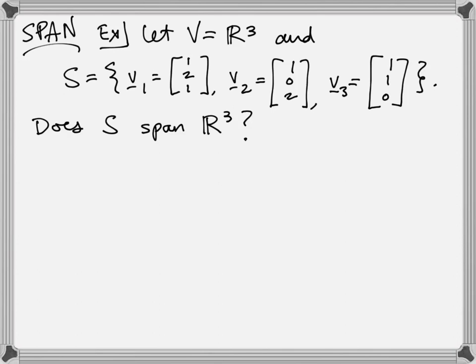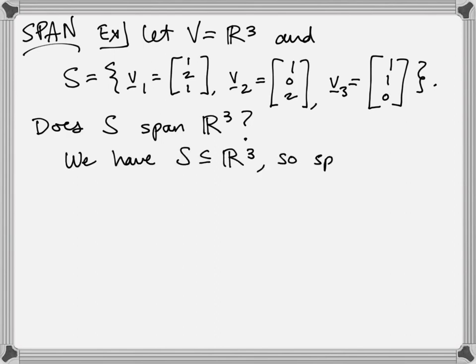So in this example, I want to look at our normal, friendly R3 vector space with the usual addition and scalar multiplication, and I want to know if this set S with these three vectors, v1, v2, v3, as written, spans R3. So does this thing span R3?